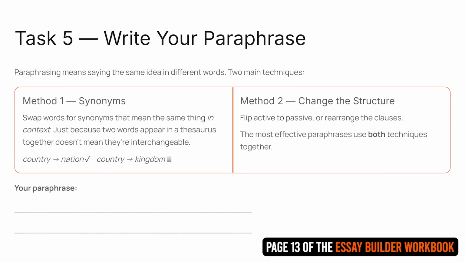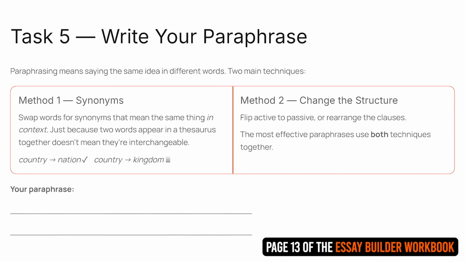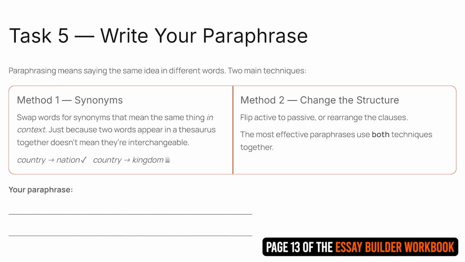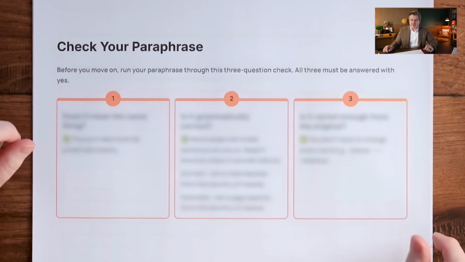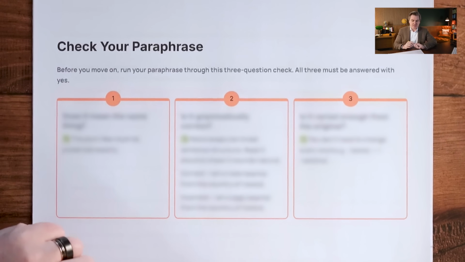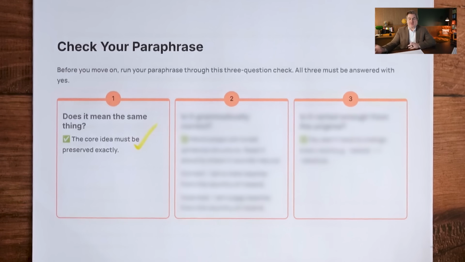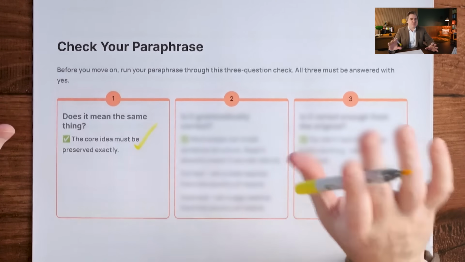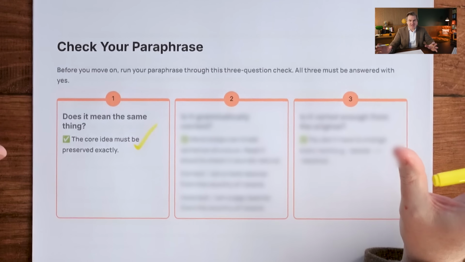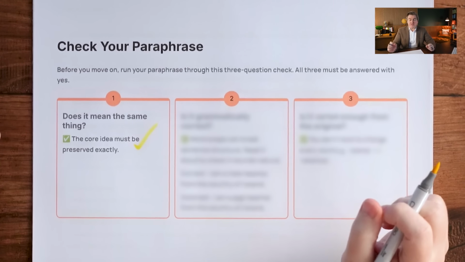If you want to test your skills, go to your workbook, and I have set you a little challenge. It is task number 5 in your workbook. And once you do that, what you can do is you can use this little checklist to check whether your paraphrase is correct or not. Number 1, does it mean the same thing? This is where if you've used words you're unsure of, it might not mean the same thing. Whereas if you've used words you're 100% sure of, it probably does mean the same thing.